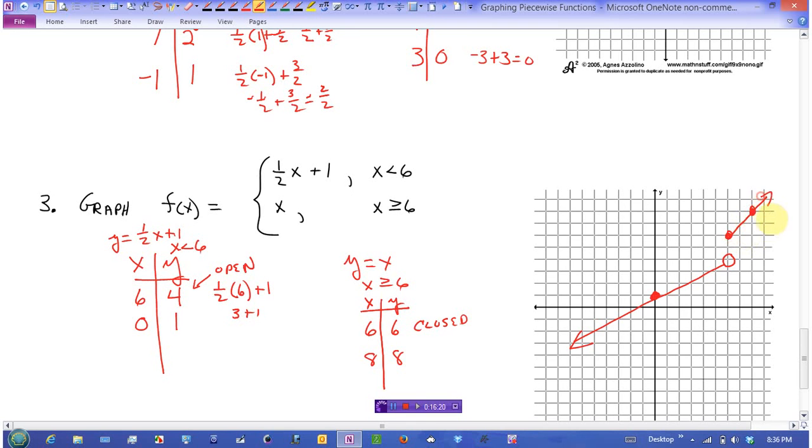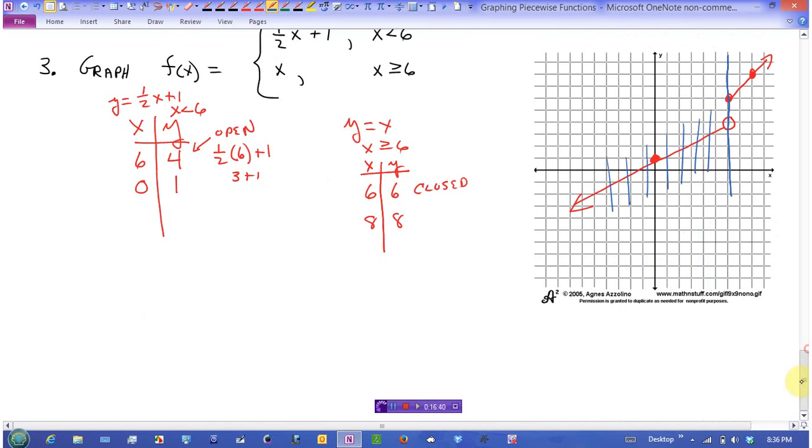would go this way. Once again, you can see there is no overlap anywhere. So if I want to check the vertical line test, you can see no matter where I go, I'm only going to pass 1 point. If I go right at the value of 6, it hits a closed dot, then an open dot, so I'm still good for the vertical line test. That's piecewise functions.